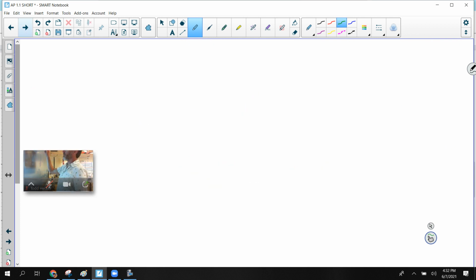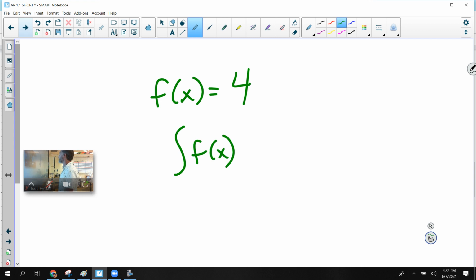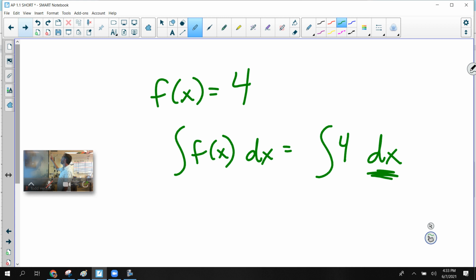So let's do an example. Suppose I told you that f of x is 4. Okay? And I want to know what the integral of this is, what the antiderivative of this is. In other words, the derivative of what thing is this? Okay? So let's take the integral of f of x with respect to x. That's the same as saying, what's the integral of 4 with respect to x? So this is kind of just telling me what's on my x-axis. So this is what I want to focus on. I want to figure out, what thing do I have to take the derivative of to get 4?